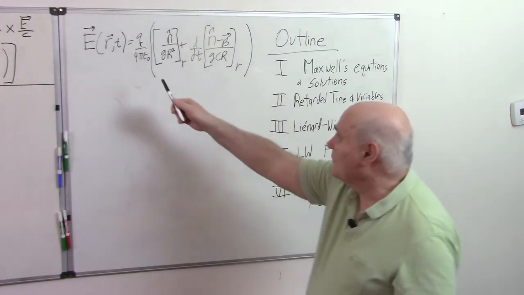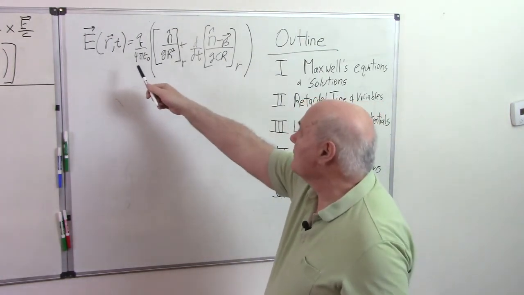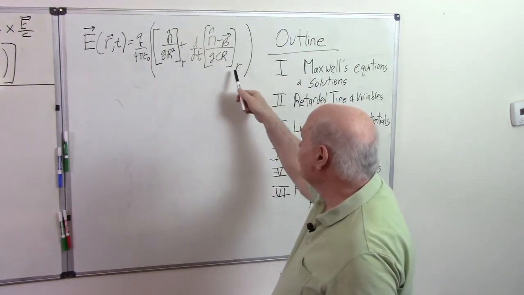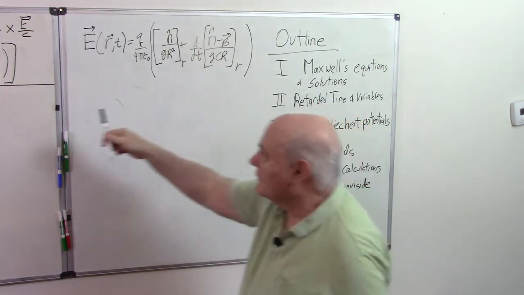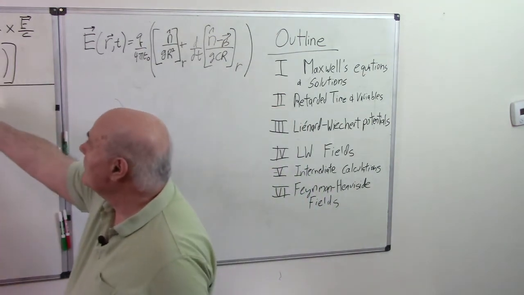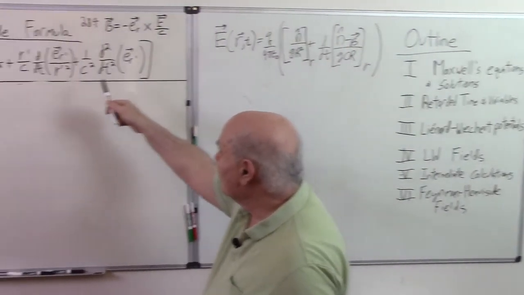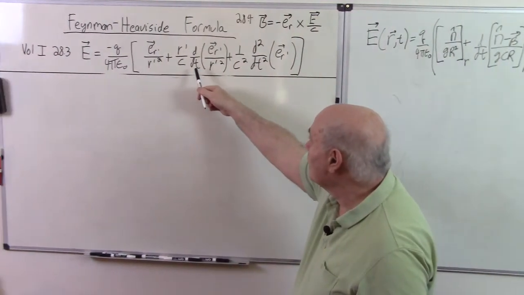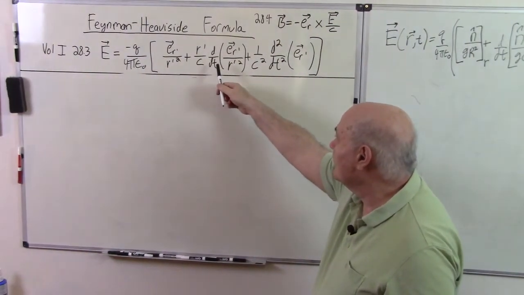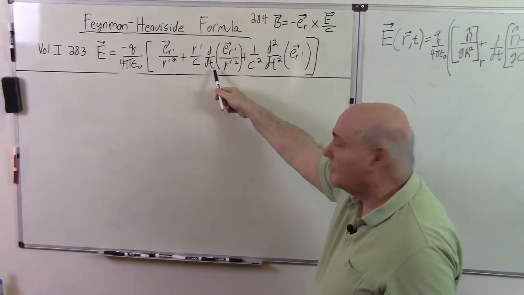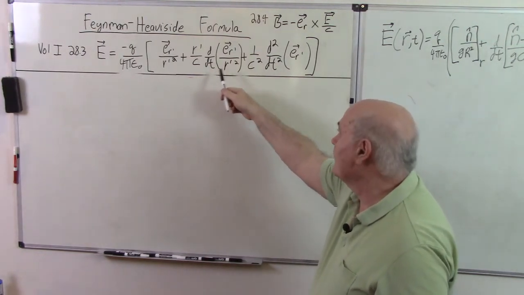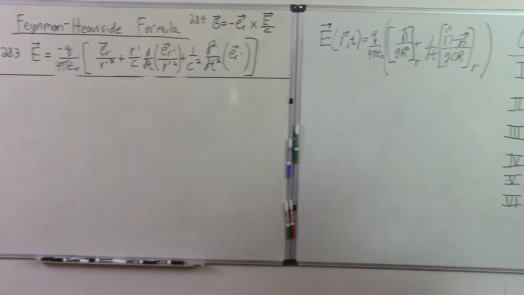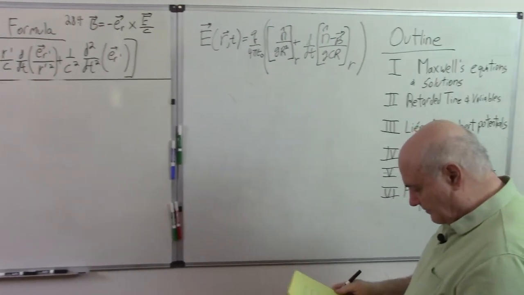So we have this formula for the electric field in terms of some retarded quantities and derivatives of retarded quantities. And we want to get it into this Feynman Heaviside formula. Now the key thing to notice is that in the Feynman Heaviside formula, the derivatives are current time derivatives. This is not the derivative with respect to retarded time. This is the derivative with respect to current time. So we need to make use of some of our identities where we related them.